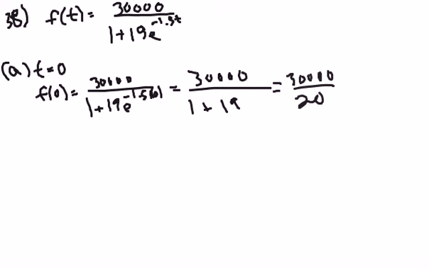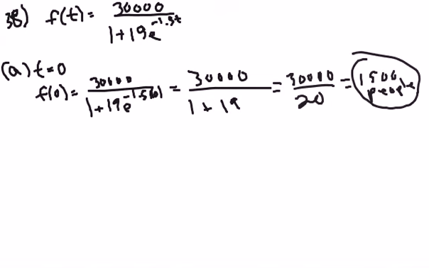Okay, and then if I divide by 20, I get 1,500 people. Okay, so there is part A. Part B.